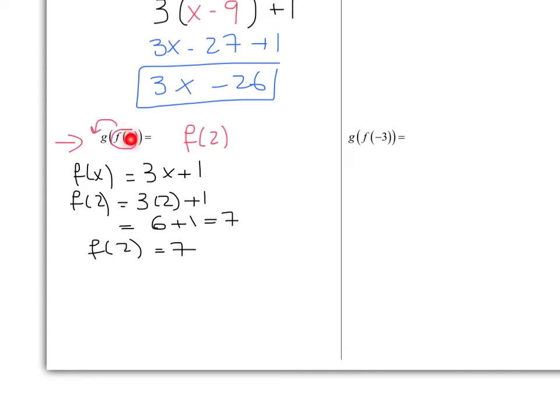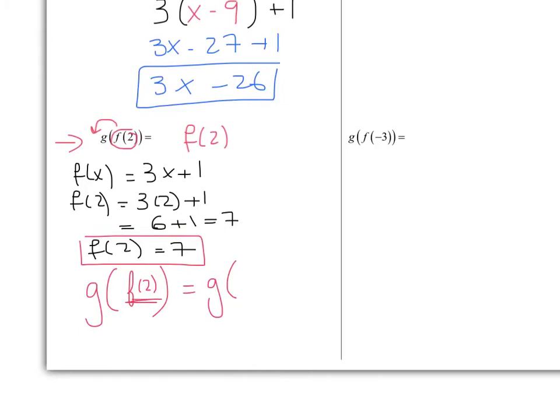So plug in f of 2, which is a 7, now here. So let's write it down. G of f of 2. Now what is f of 2 now? F of 2 is 7. So instead of f of 2, you can write 7 now. So g of 7.